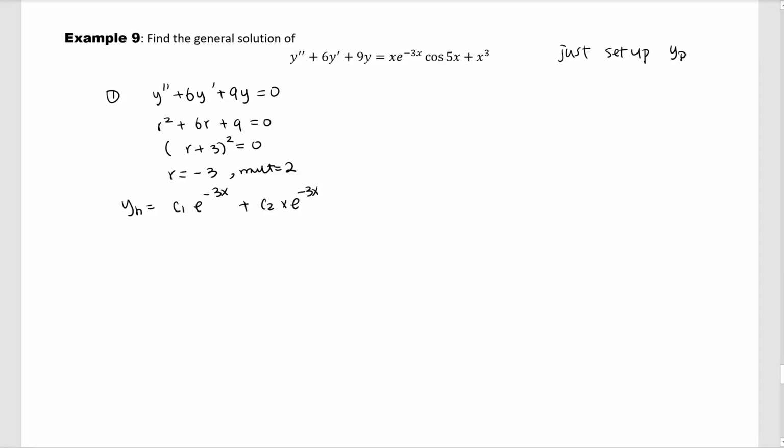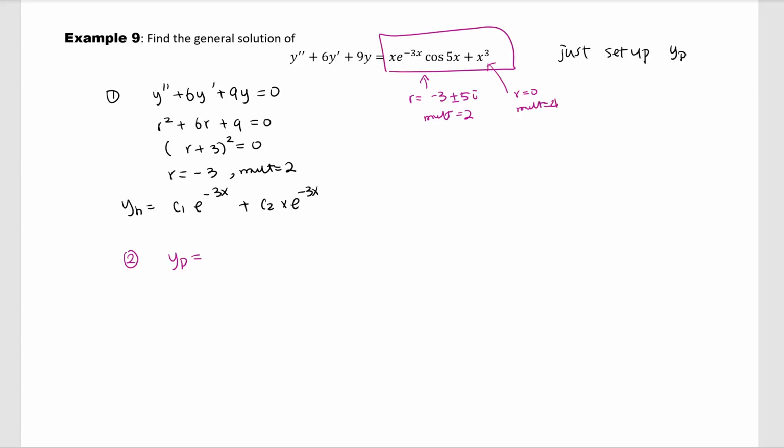Our YP, depending on the right-hand side, this guy corresponds to the root -3 plus or minus 5i, right? And what's the multiplicity? Because it's x, the multiplicity is 2. And here it corresponds to the root r is 0, and then x cubed, so the multiplicity is 4. Okay, everybody?